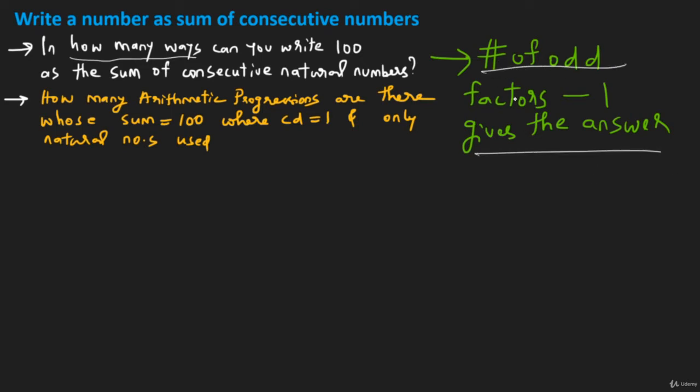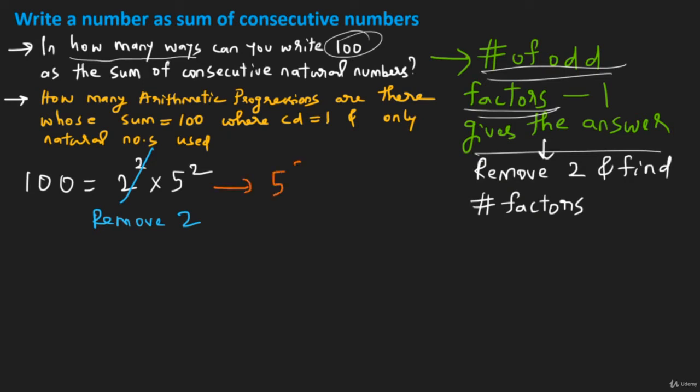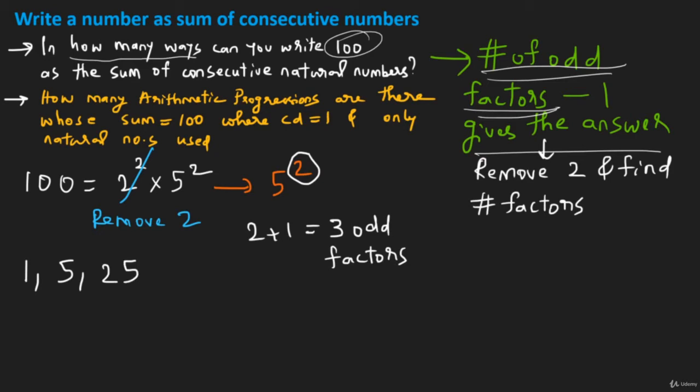Now, if you want to find the number of odd factors, you just need to remove 2 and find the number of factors. Say for example, let's take this case where we have 100 as the given number. Now, we know that 100 is equal to 2 square into 5 square, if we prime factorize 100. Now, to find the number of odd factors, let's remove 2 and we are just left with 5 square. Now, if we just have 5 square, what's the number of factors? It's 2 plus 1, that's equal to 3. So 100 has 3 odd factors. And what are these 3 odd factors of 100? It's 1, 5 and 25.